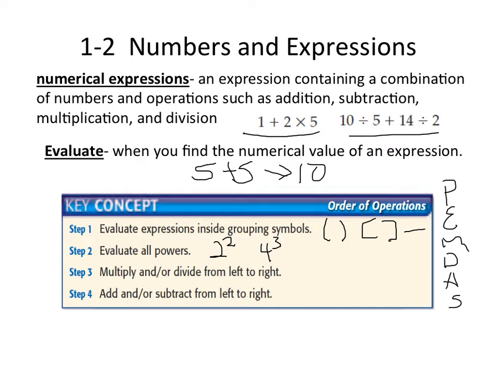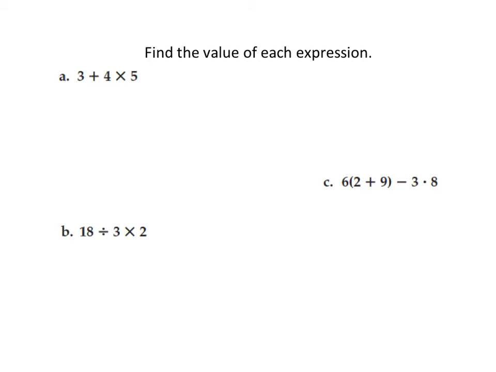After that, we go to the third step, and we see from left to right, left being first going to right, whether we multiply or divide. And the last step is to add or subtract from left to right. Alright, we have 3 problems, and the directions for each problem is find the value of each expression. We're going to use order of operations, or sometimes as it's known as PEMDAS, parentheses, exponents, multiplying, dividing, adding, subtracting.